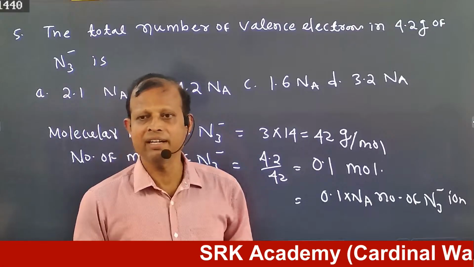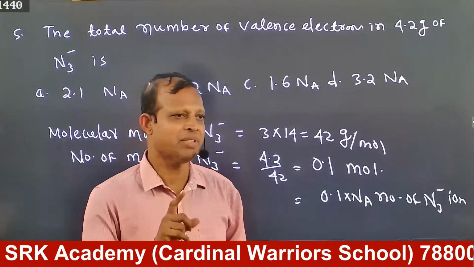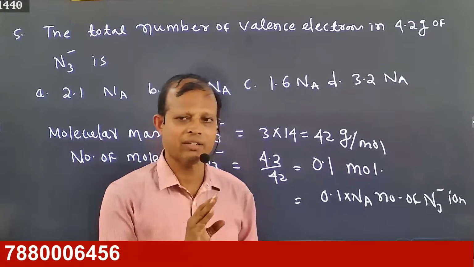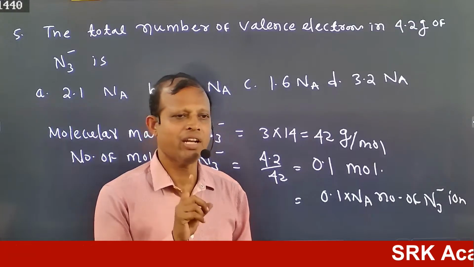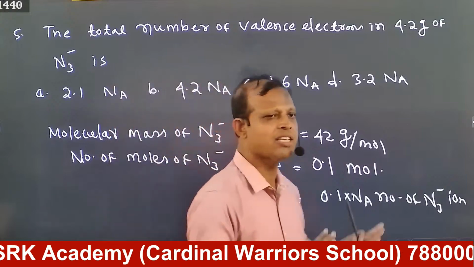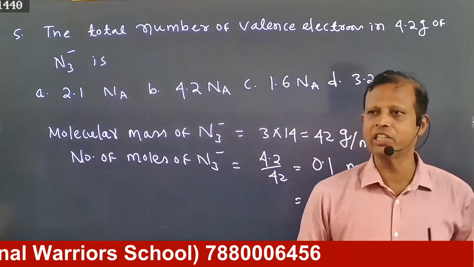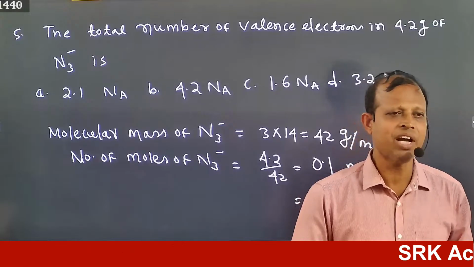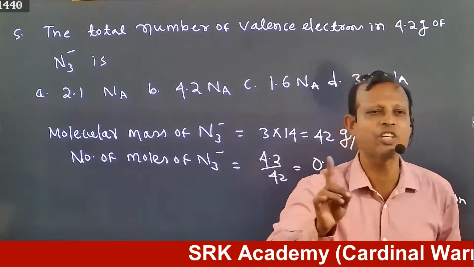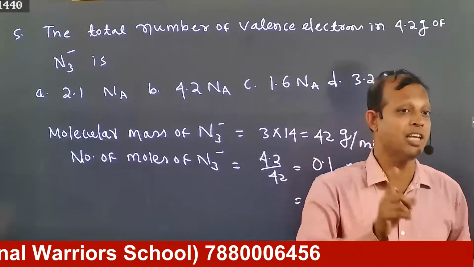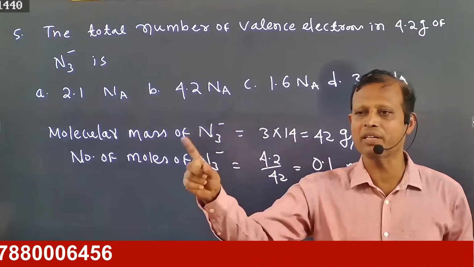Agreed? Because N3 means there are 3 nitrogen atoms. In one nitrogen atom, there are 5 valence electrons. How? The atomic number of nitrogen is 7, the electronic configuration is 2, 5. So there are 3 atoms, means 5 multiplied by 3 becomes 15, and there is a minus charge, means there is an additional electron. So 15 plus 1 becomes 16.